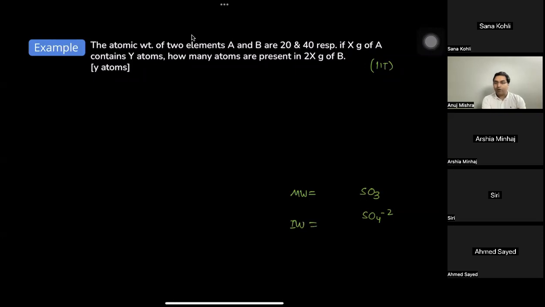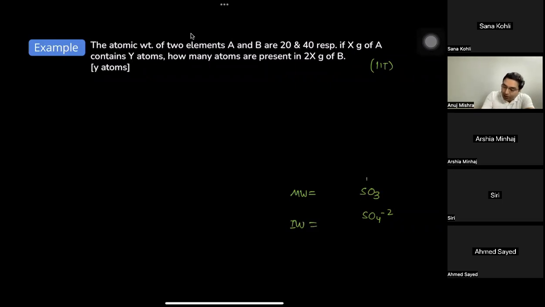SO3 molecular weight, SO4 2- ionic weight. What shall we answer for these two questions? First, molecular weight of SO3. Sulfur is 32. Very good. Everyone should get the answer.